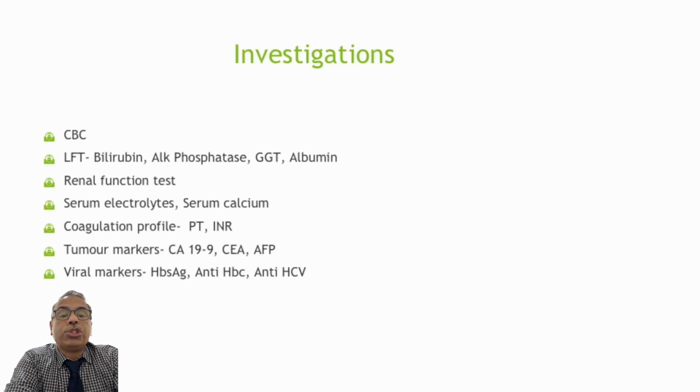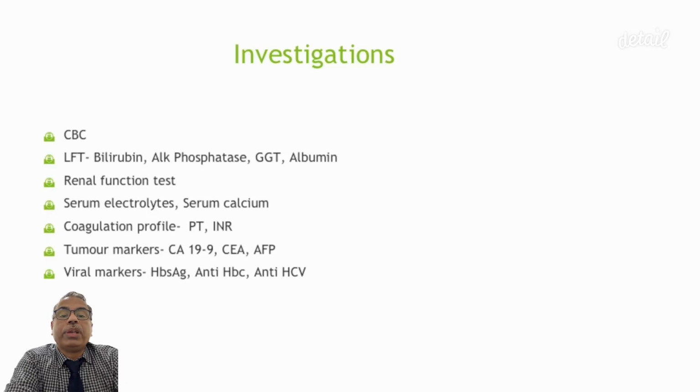And finally, a few tumor markers to rule out any malignant cause like carcinoma of the head of the pancreas. So we do CA19-9, carcinoembryonic antigen, and sometimes alpha-fetoprotein, especially in hepatocellular carcinoma.